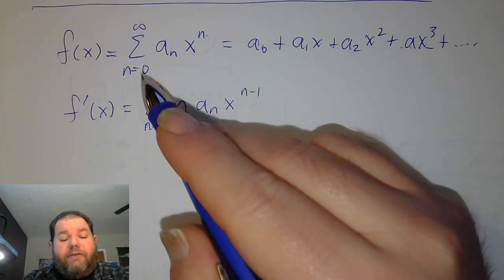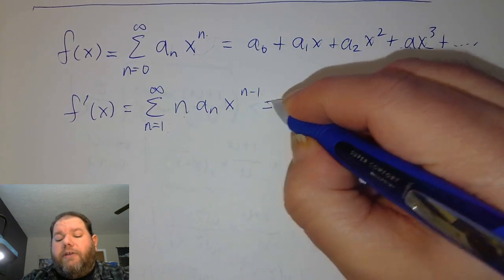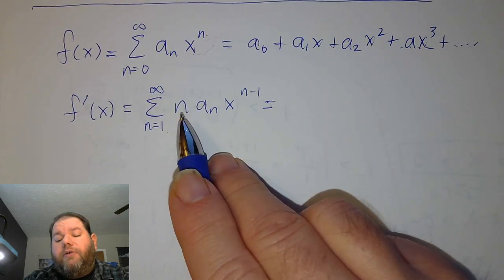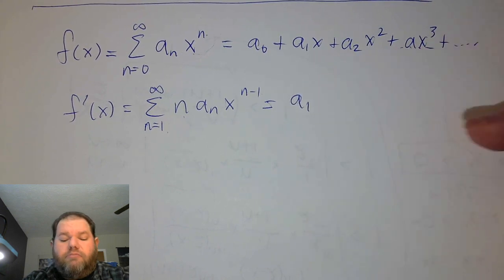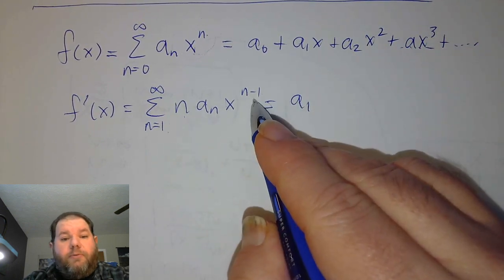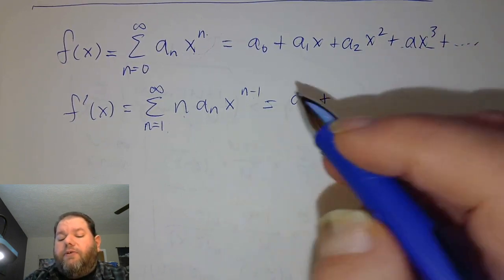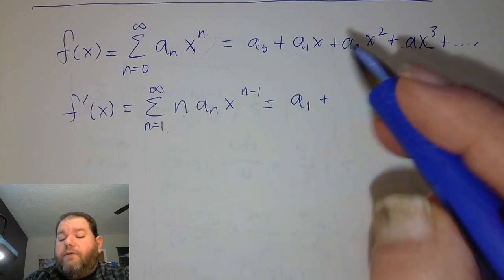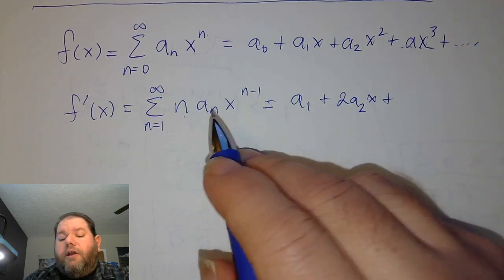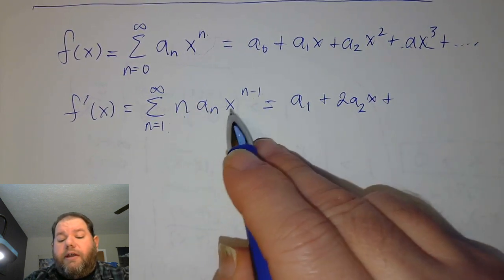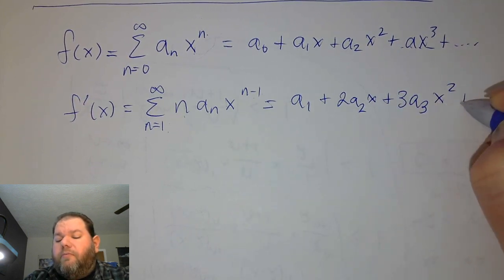So whenever we differentiate just a basic power rule operation like this, we go ahead and increment the starting index from n equals 0 to n equals 1. That way, when we look at this answer now, if we plug in n equals 1, we get 1 a1 x to the 0, which 1 and x to the 0 are both 1, so we just have a1 there. And then for n equals 2, we get 2 a2 x to the first. And for n equals 3, we get 3 a3 x to the second. And so on.